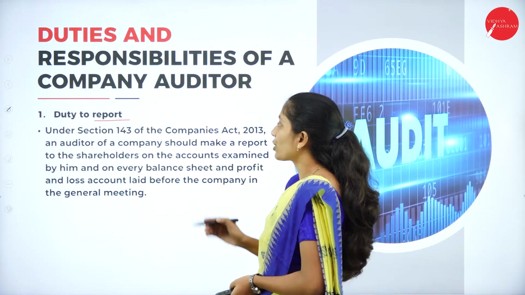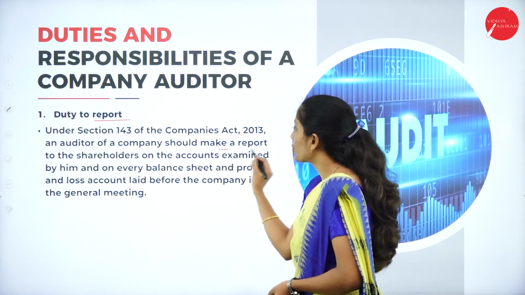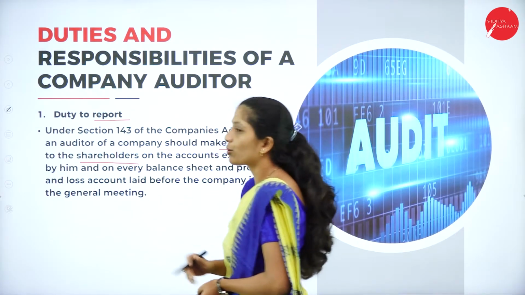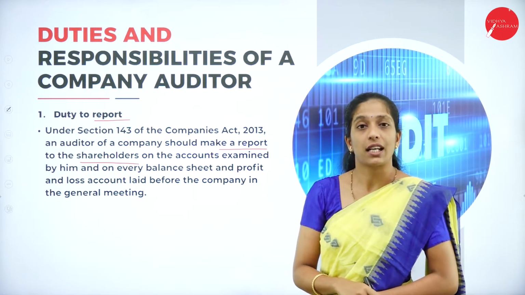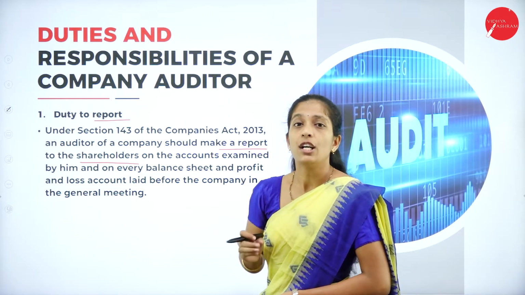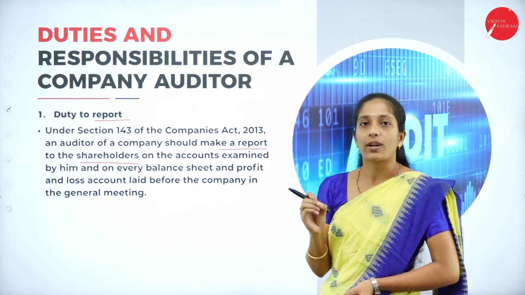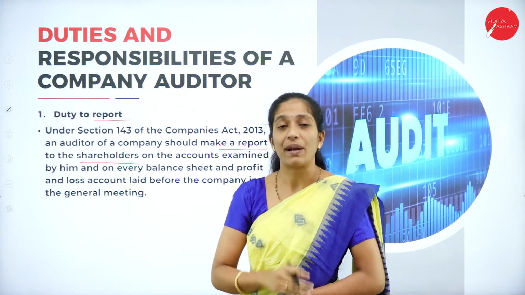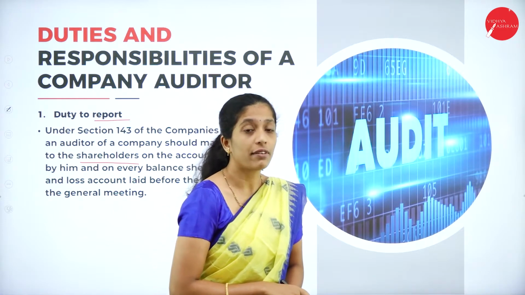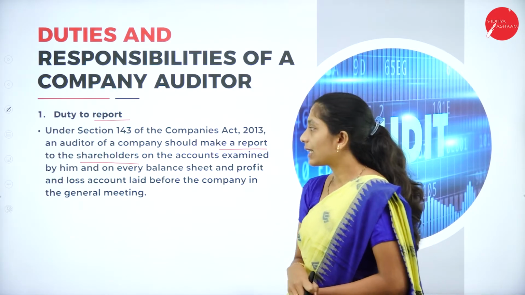Under section 143 of the Companies Act 2013, an auditor of the company should make a report to the shareholders. Now why does he have to make a report to the shareholders? Because shareholders are the real owners of the business. So it is a duty of the auditor to report to the shareholders on the accounts examined by him. Whatever books of accounts are examined by the company auditor, that report has to be given to the shareholders of the company, because they are the real owners of the company.